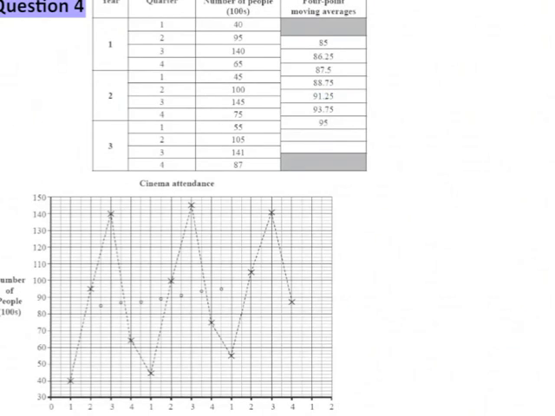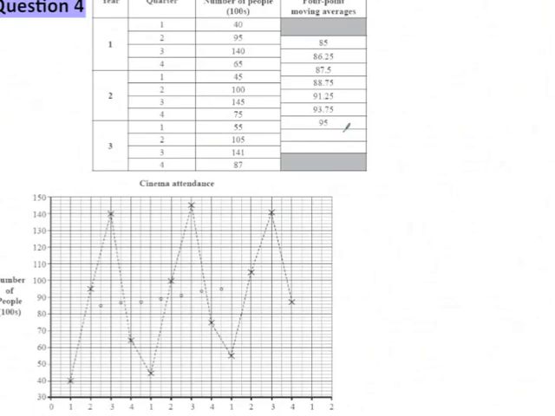Question number 4. The table shows the number of people in hundreds going to a small cinema for 12 consecutive quarters. It also shows some of the 4-point moving averages. We have some here that have been calculated for us. First off, we're asked to complete the table to show the 2 missing 4-point moving averages.